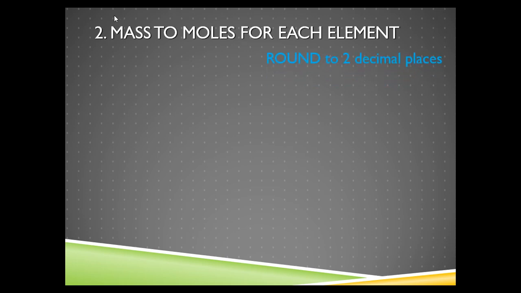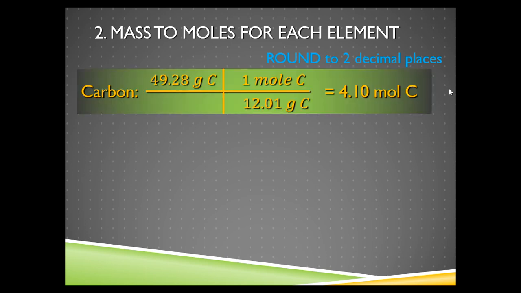All right, then it's mass to moles. Now, here's what you have to remember for step 2, this. For step number 2, round to 2 decimal places. You have to. It makes it more accurate. If you don't, at the end, you could get the wrong answer. Sometimes it still works out, but sometimes it doesn't. Okay, so you're going to have to round step number 2 to 2 decimal places.